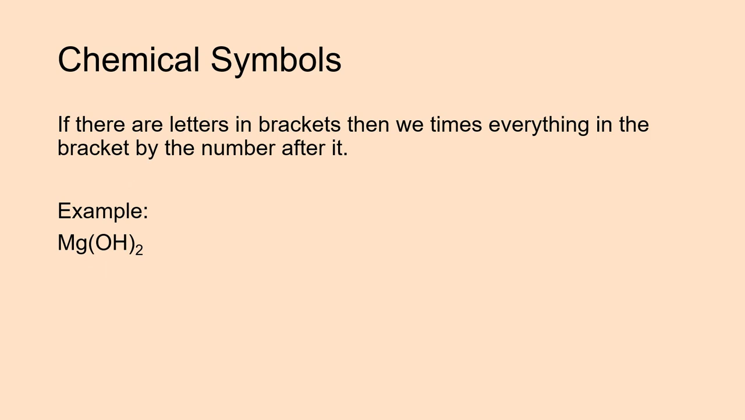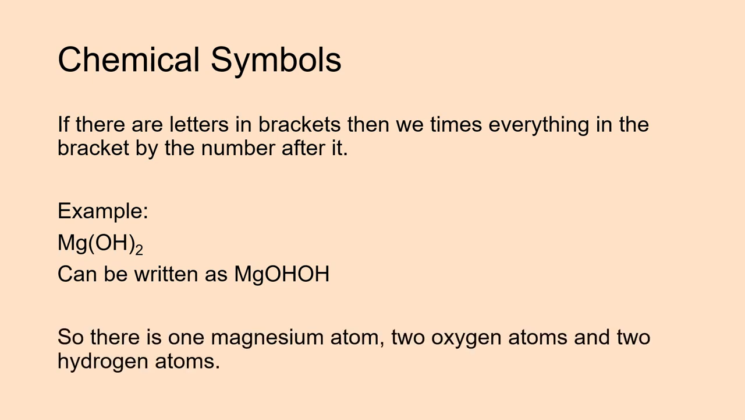If there are letters in brackets, we have to times everything in the bracket by the number after it. Here is magnesium hydroxide. You'll notice that the OH is in brackets with a number 2 after it. So it can be written like this. We just write the OH twice. This means there is 1 magnesium atom, 2 oxygen atoms, and 2 hydrogen atoms.